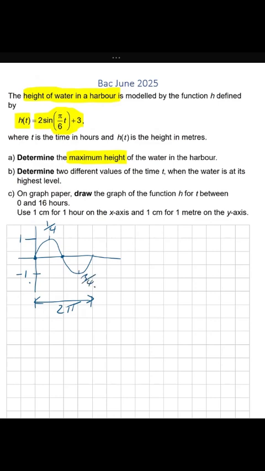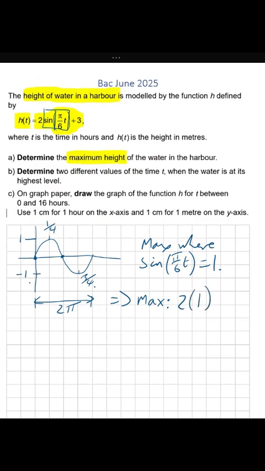So if I'm determining the max height of the water in this harbour, that's going to happen when sine of pi over 6t, that whole thing, is equal to 1. Now, this pi over 6t changes the period, it changes the time that everything happens, but I know that the maximum that sine is going to be on its own is 1. So my max, where sine of pi over 6t is equal to 1, is going to be given by 2 times 1.